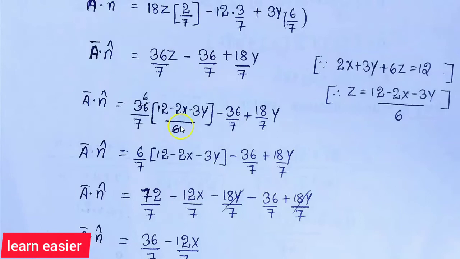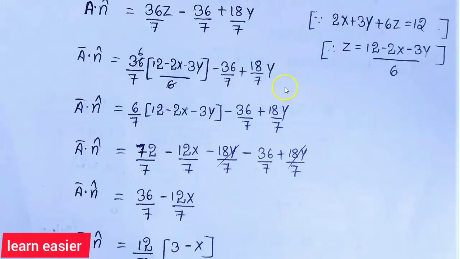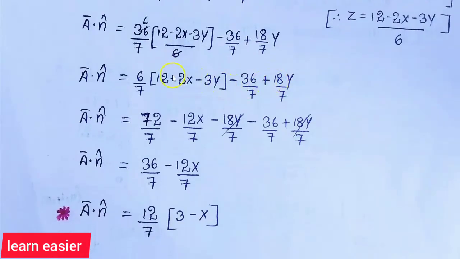So let's cancel: 6 sixes are 36, so it can be cancelled by 6 times, so 6 by 7 here, so 6 by 7 into (12 minus 2x minus 3y), and the remaining terms remain the same, so 36 by 7 here and plus 18 by 7 into y. And now let's multiply 6 by 7 to these terms, so 6 into 12 is 72 by 7, and next 6 by 7 into 2 is 12 by 7, and here 6 threes are 18, 18y by 7, and here the same, minus 36 by 7 and plus 18 by 7 into y.